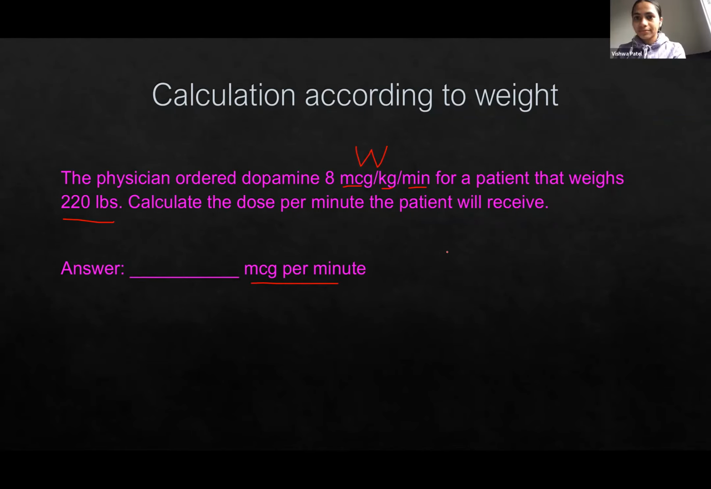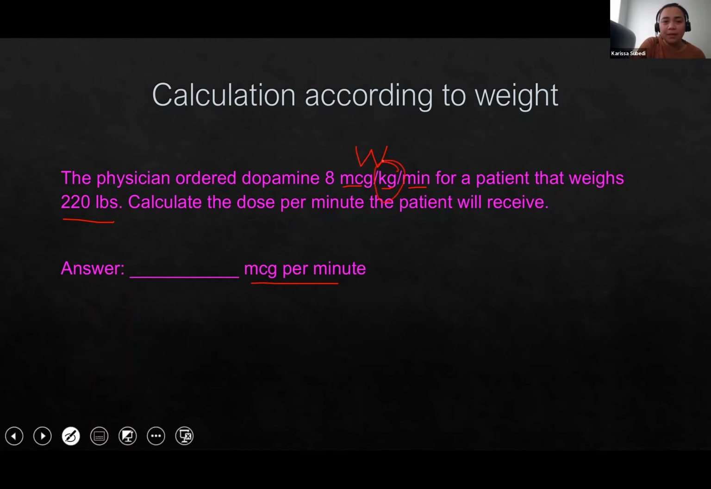Now, first things first, are all of our units of measurement actually coinciding with each other? No. There is a kilogram here and there is pounds here. So what we need to do is convert pounds to kilograms, because the doctor wants 8 micrograms per kilogram per minute. So we need to convert 220 pounds to kilograms.